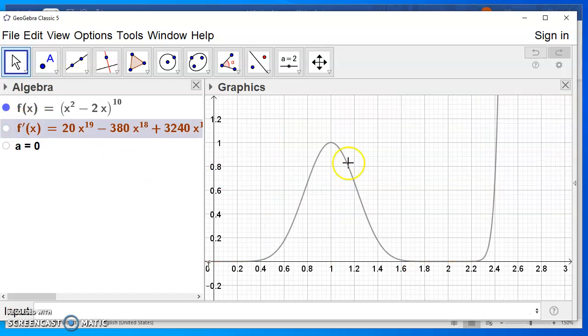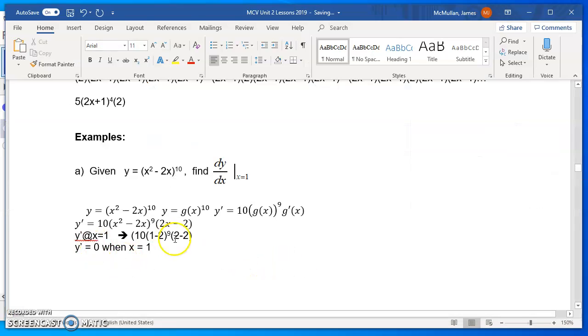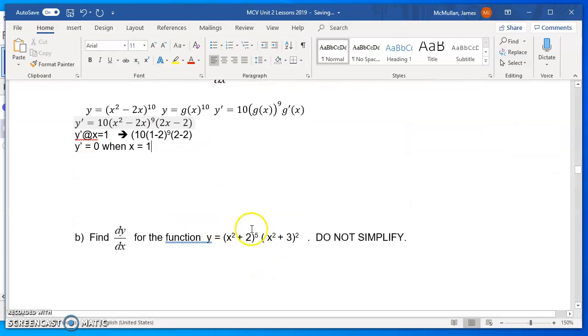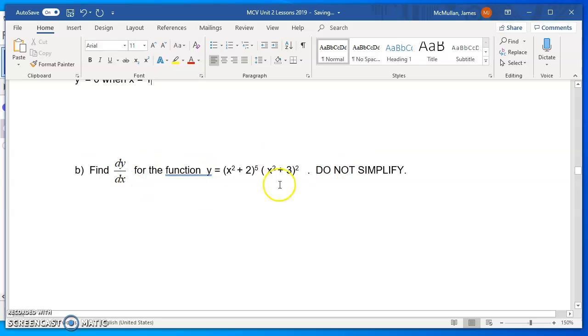Let's get rid of the derivative here, which I do. I see a flat tangent there, which is consistent with the idea that the slope when x is 1 is actually 0, which is what we found. Okay, let's try one that's bringing all of this stuff together. So this is a good example of a more complicated question that's asking you to do both of these skills at the same time.